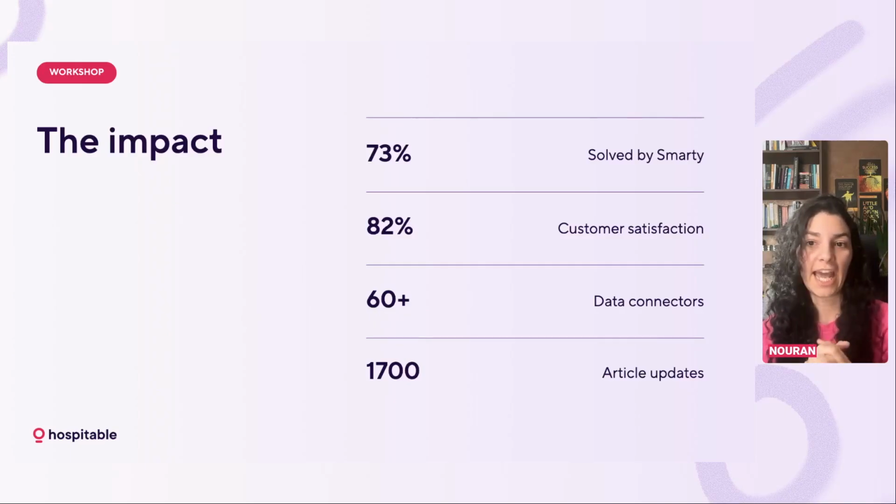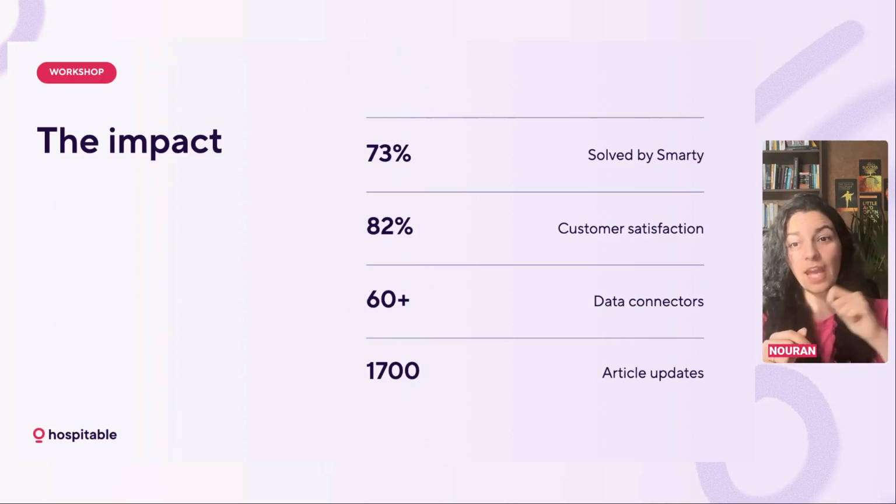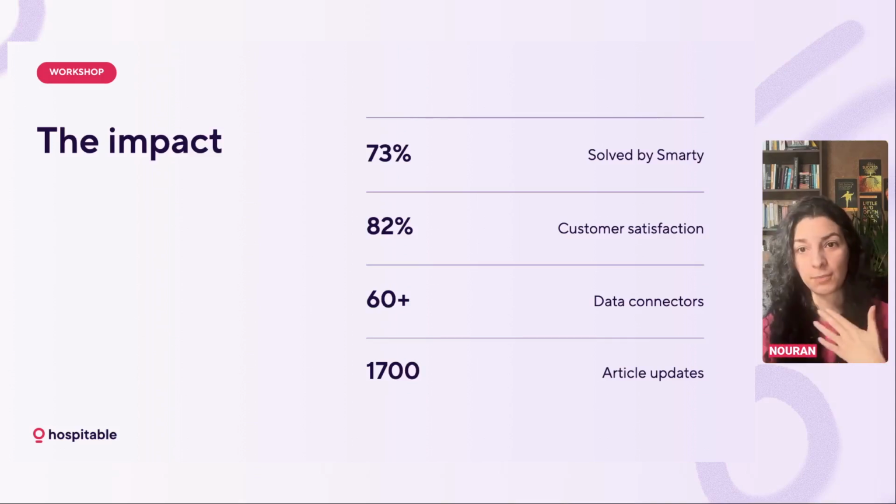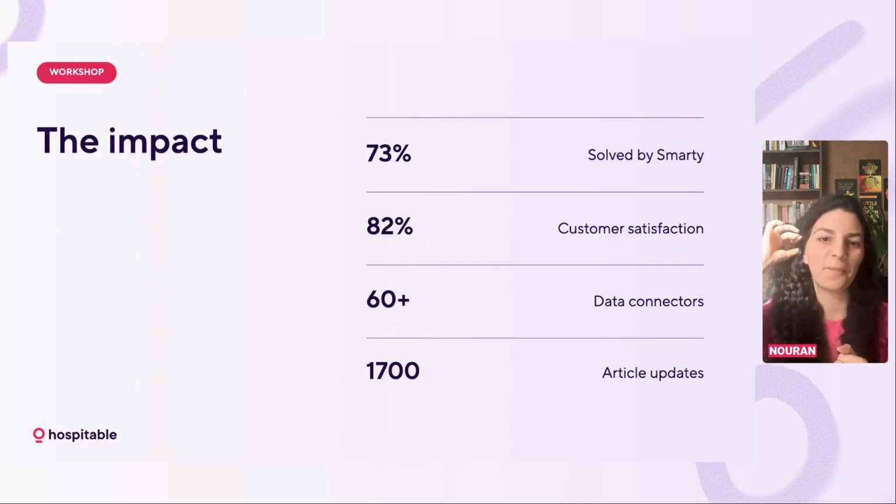We currently have more than 60 data connectors. These are all the individual API connections to our API to be able to pull different information and to be able to run actions. And our support team as a whole, on a collective basis, had 1,700 article updates in total in the month of March. So just to give you a sense of the sheer amount of effort that's been invested here, so that we can make sure that we're always on top of it and always providing really great help.